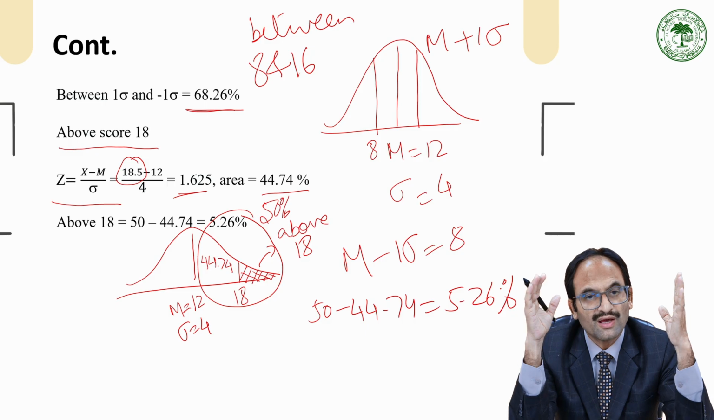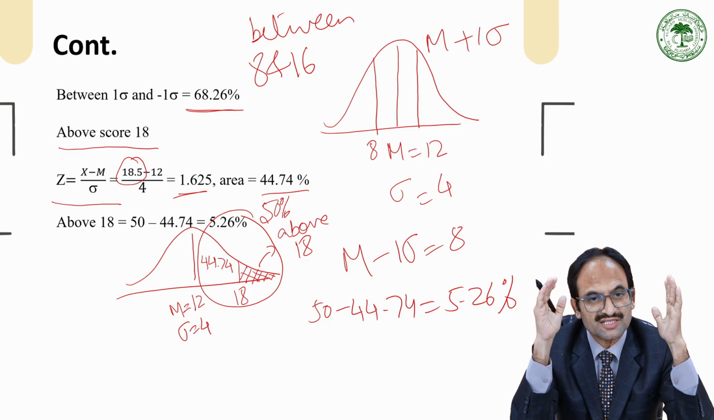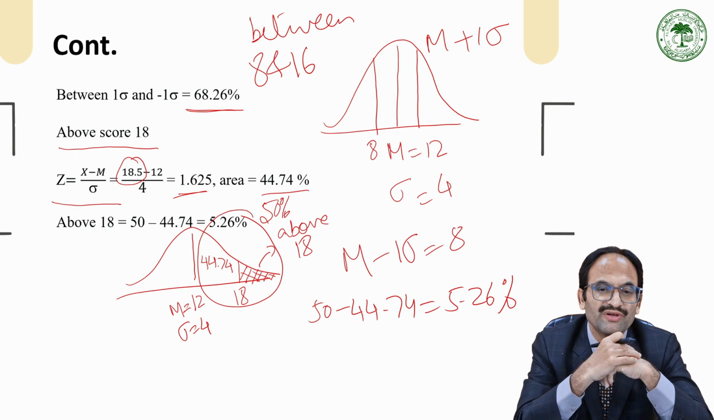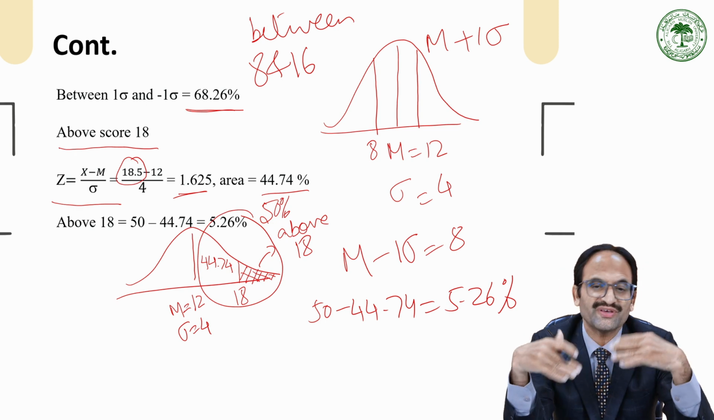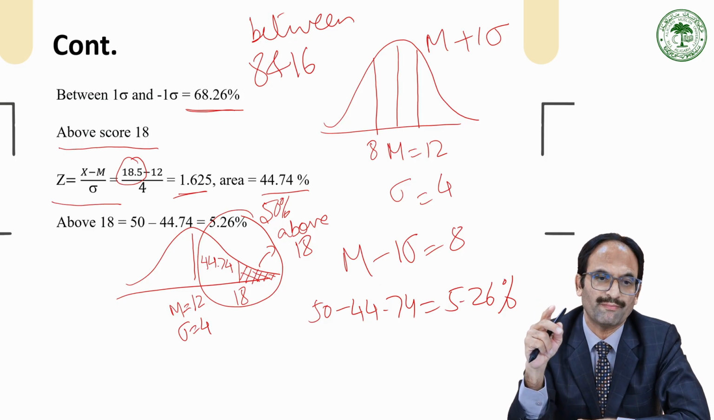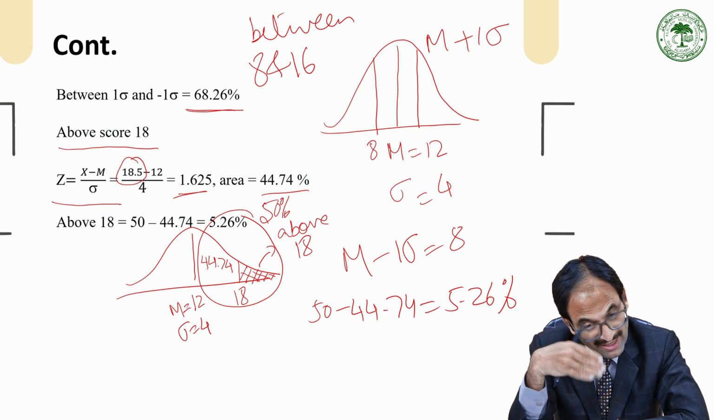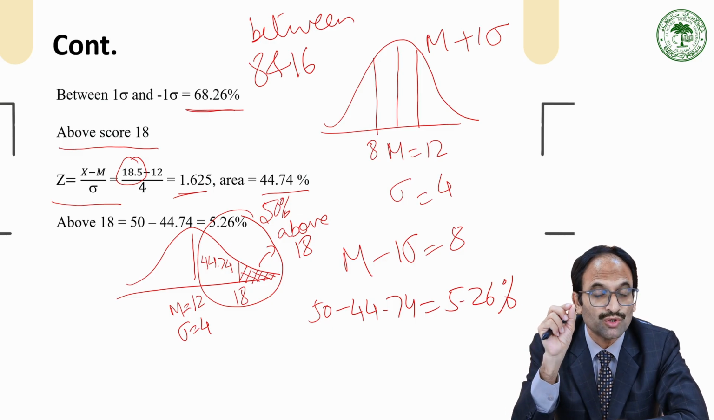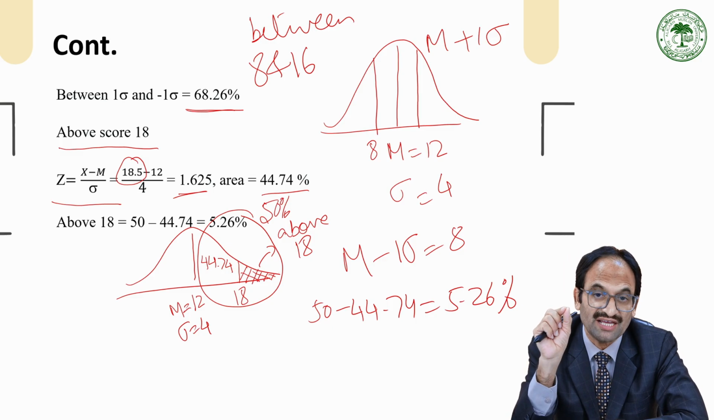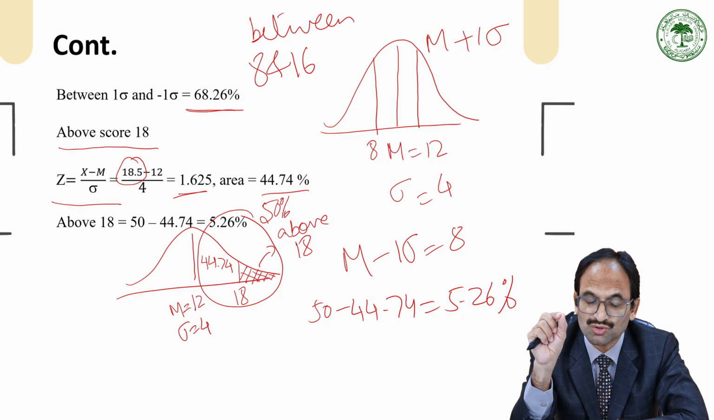So 5.26% of cases in this particular case will lie above score 18. So, two things you have to remember. Number one, the moment you are calculating above any score, don't forget to add 0.5 to that particular score. Since here we are interested in finding out above score 18, we will add 0.5 to 18. So this is one point.